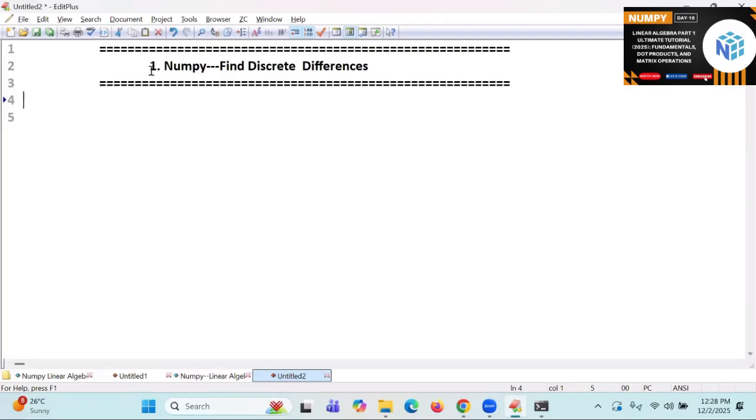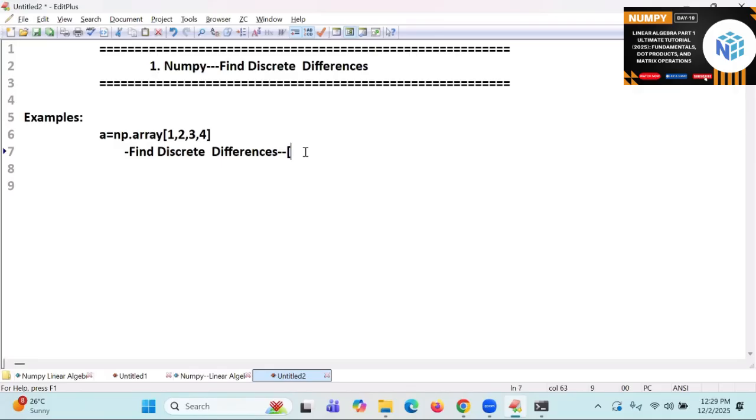So now I'm going to enter into the discrete differences. Let us take an example. Suppose I'm having A is equal to np.array of 1, 2, 3, 4. Like this I'm having some numbers. What does discrete difference say? Find the discrete differences of A. Each successive value must be subtracted with the previous value.